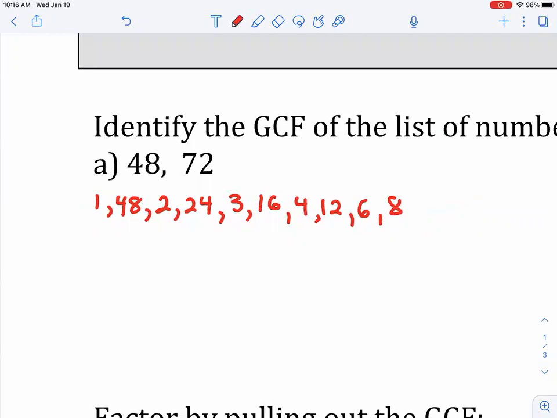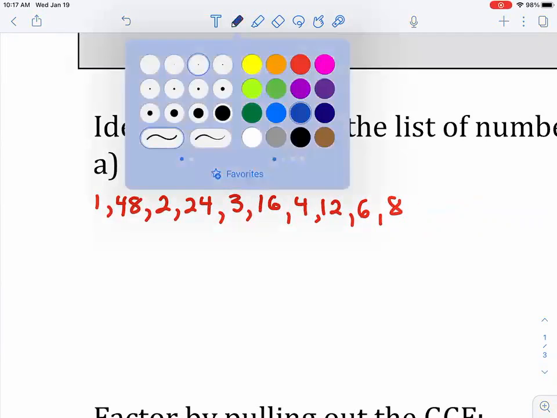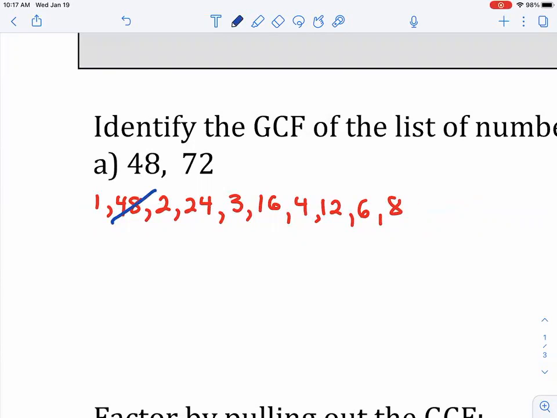You could either rearrange them from largest to smallest if you wanted to, or we could just start to pick them off. The biggest number is 48. 48 does not go into 72. That's not the answer. So then I look for the next biggest number, 24. Does 24 go into 72? How many times? 3. 24 times 3 would be 72. And so then our answer is 24.